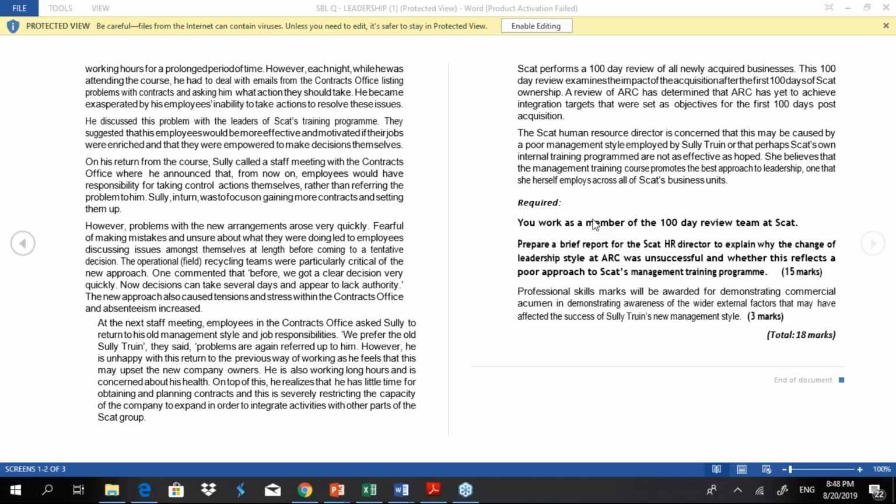So now the second part of the question is, where's the problem? Is it a style of leadership, or the question says whether this reflects a poor approach to SCAT's management training program? So is there a problem with the training program in what they told their participants? What do you think?